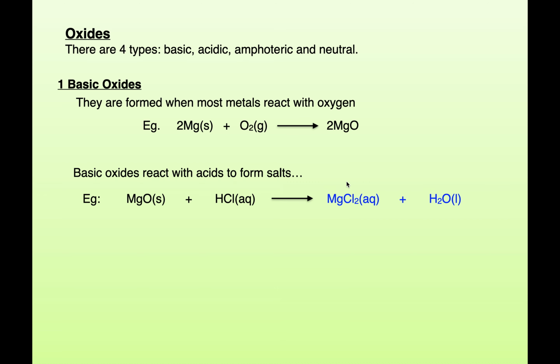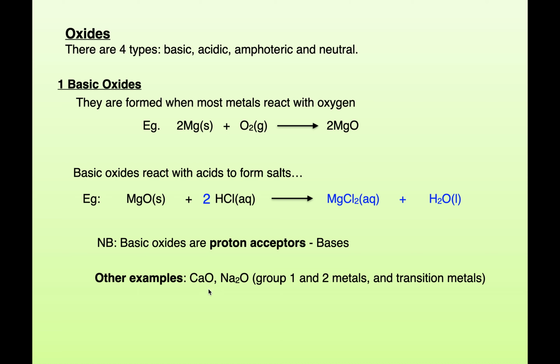Magnesium chloride and water. And the astute among you will realize that that needs balancing. And there you go. So basic oxides react with acids. They're proton acceptors, just mentioned that. Other examples, well, calcium oxide, sodium oxide, group 1 and 2 metals, and some transition metals as well. Or transition metals in general do form basic oxides. There are some exceptions.